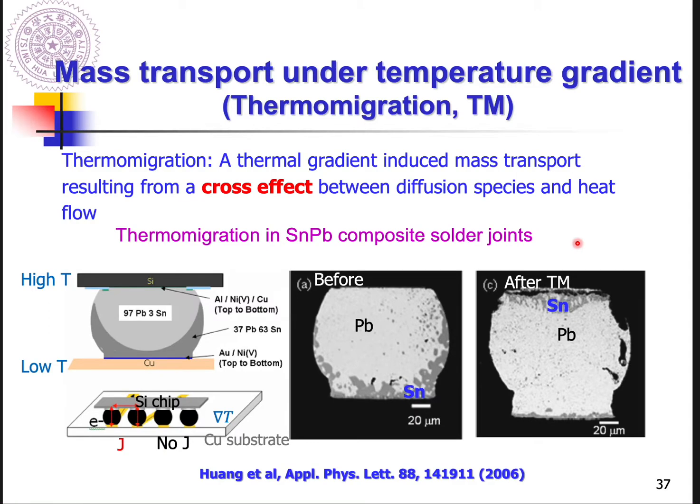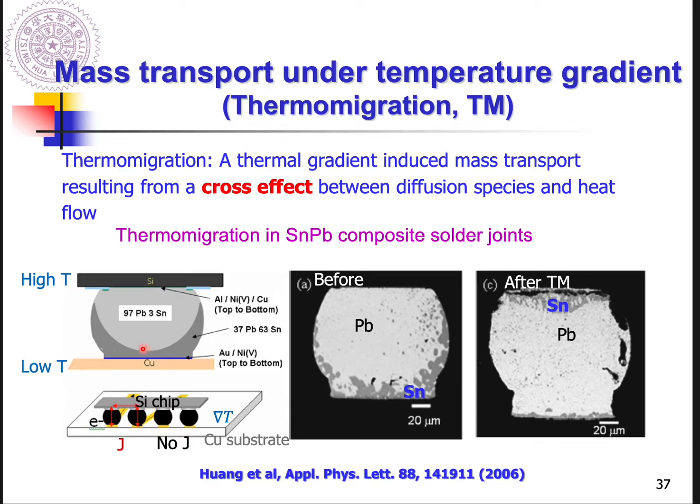Let's give you a quick review of the previous class. In the previous class, we showed you what thermal migration is. Thermal migration, based on its name, is the mass transport under a temperature gradient, so we call it thermal migration. We gave you these examples to demonstrate the effect of thermal migration.